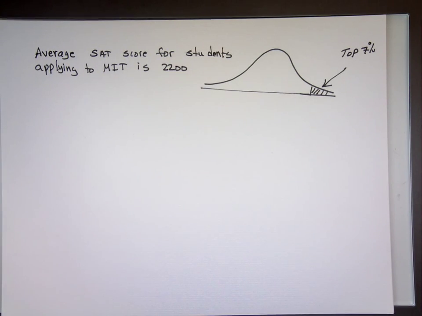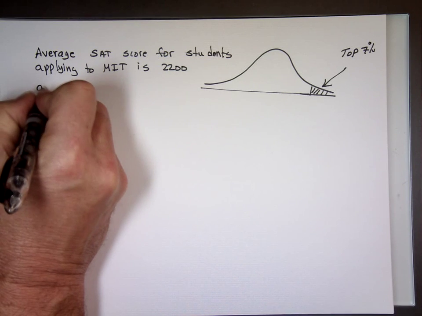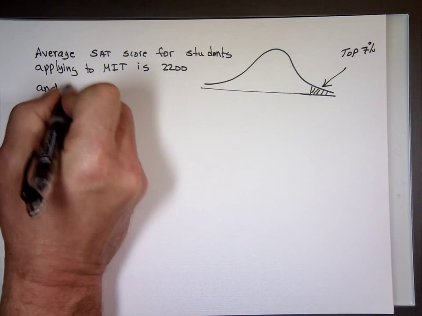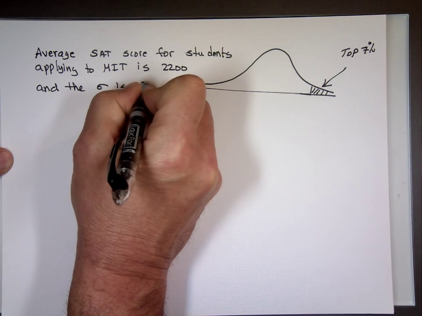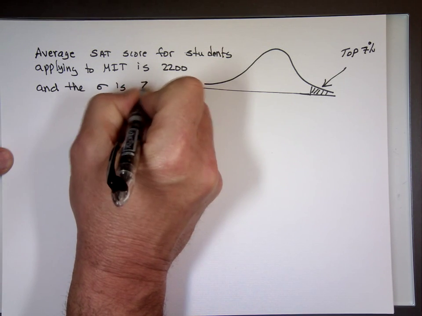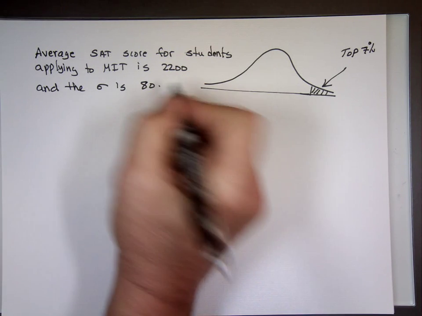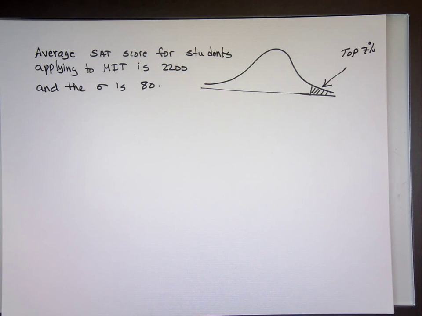And the standard deviation is 75. Or let's say 80. I don't know. Most of these people are going to be around that score, like 2300, most of them. So the standard deviation is going to be really small for those students.